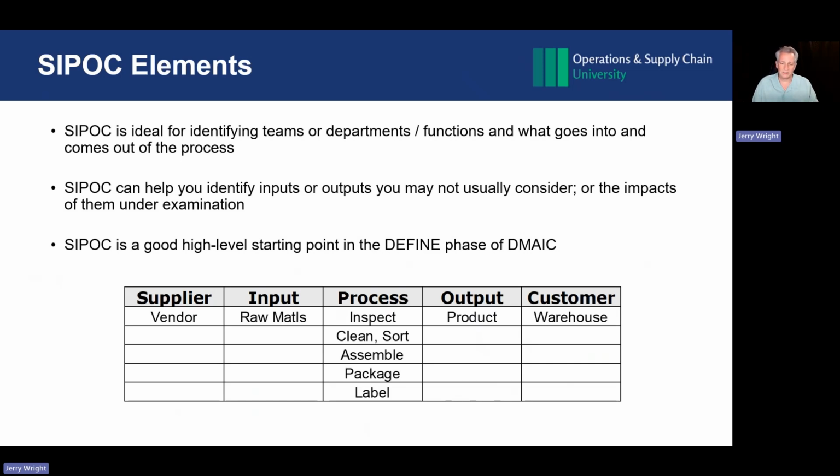Their input is raw materials. The process we do with that is inspect, clean, sort, assemble, package, and label. That output is a product that we put into the warehouse. And ultimately, that warehouse ships things to the end customer.